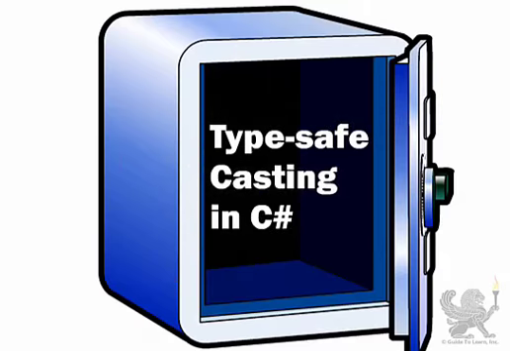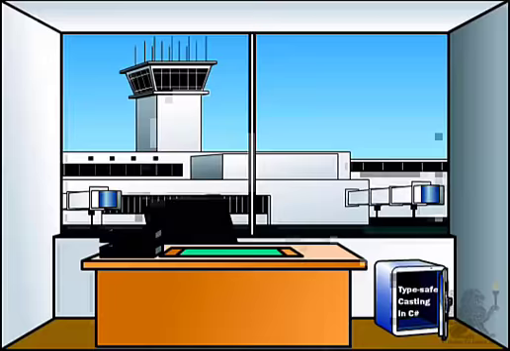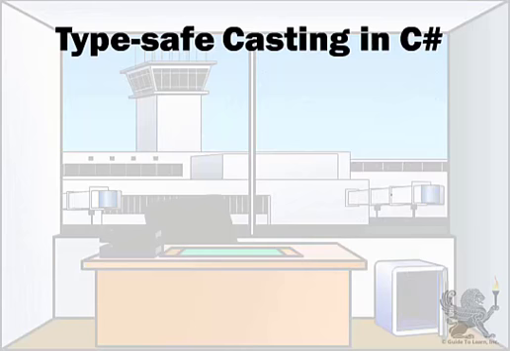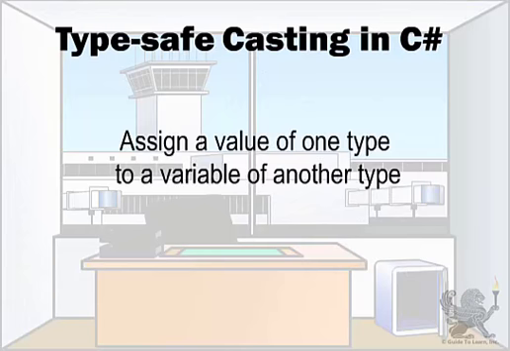Type-safe casting in C#. C# is a type-safe language. This means that you can safely assign a value of one type to a variable of another type.